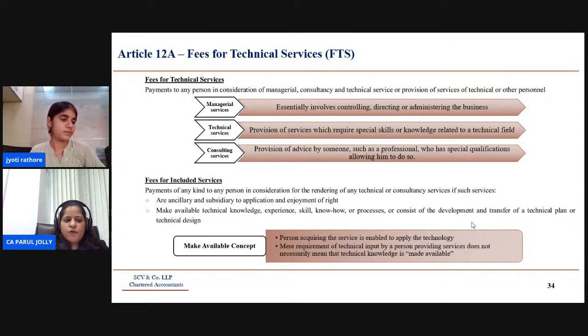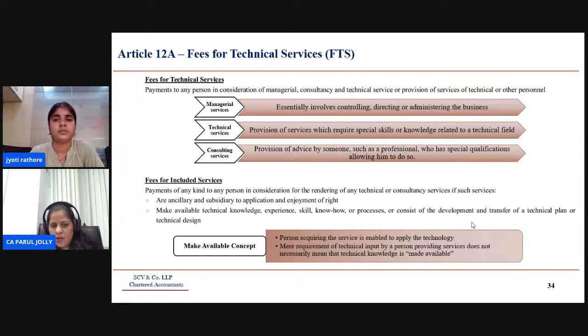What the definition of fee for included services or technical services in the DTA states is that it's payment of any kind to any person in consideration for the rendering of any technical or consultancy services if such services are ancillary or subsidiary to the application and enjoyment of any right, or make available technical knowledge, experience, skill, know-how, or processes, or consist of the development and transfer of a technical plan or technical design. So, what is this make available concept?